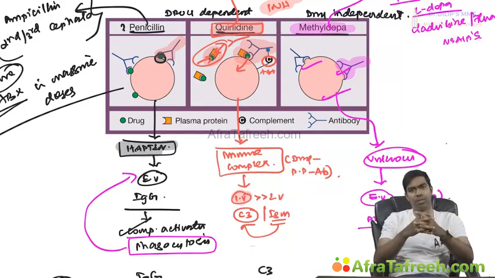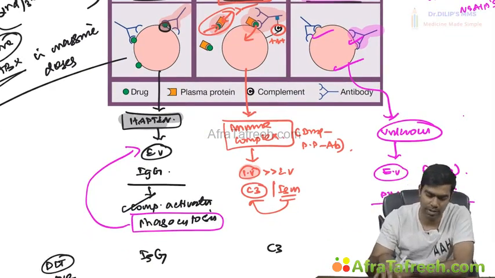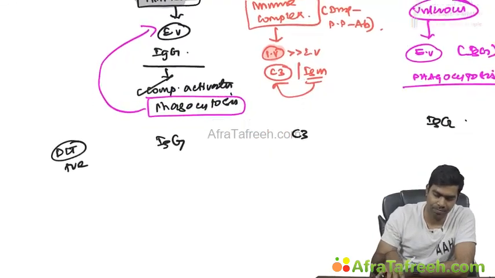IgG will be the primary antibody, and it is going to result in something called an extravascular hemolysis. So these are the three classic mechanisms by which you will get a drug-induced hemolytic anemia: hapten, penicillin; immune complex, quinidine; and finally the unknown mechanism, methyldopa, where it induces the true formation of antibodies against the red cell membrane itself.